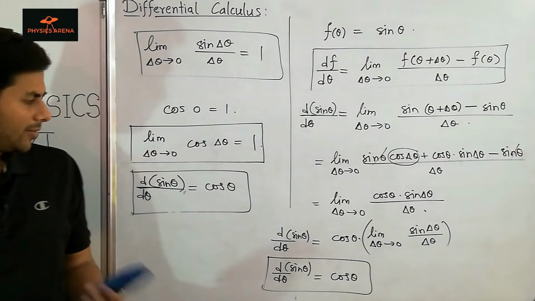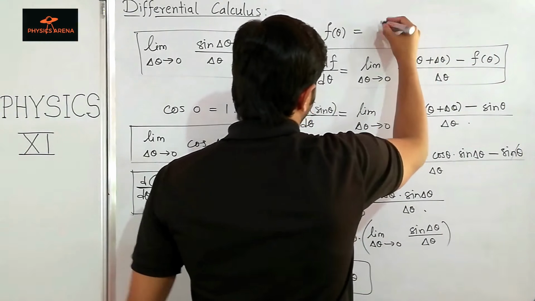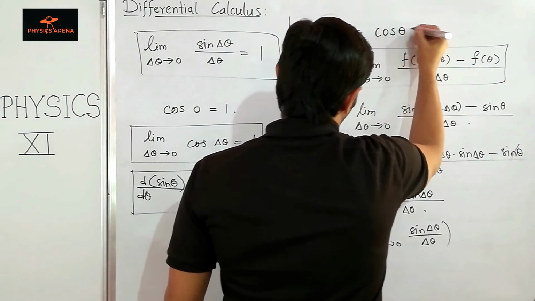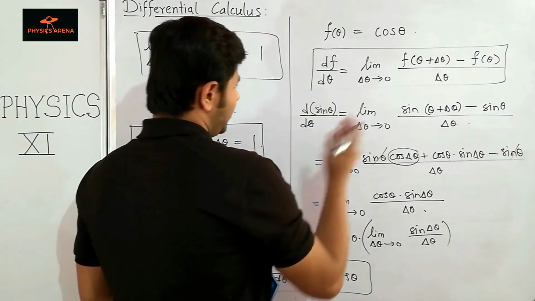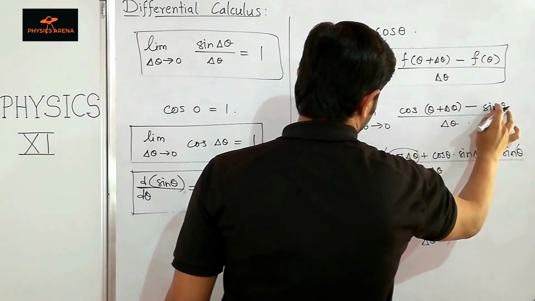Okay, let's try one more problem. So instead of sine theta, let's take cosine of theta. So instead of sine theta, I will take cosine of theta everywhere. This is cosine theta.